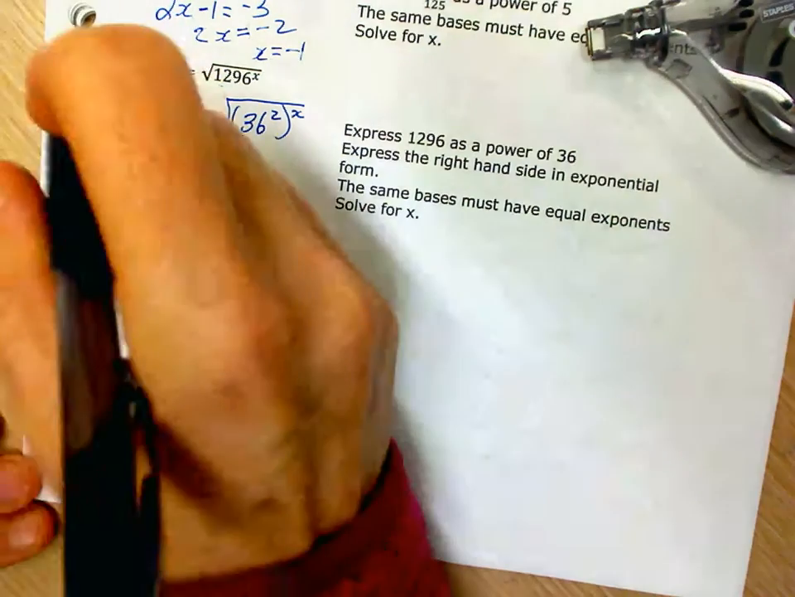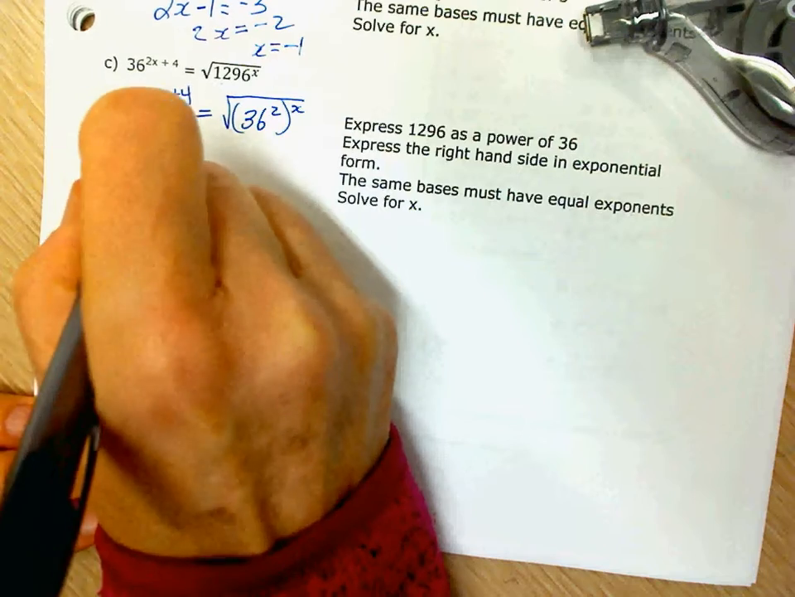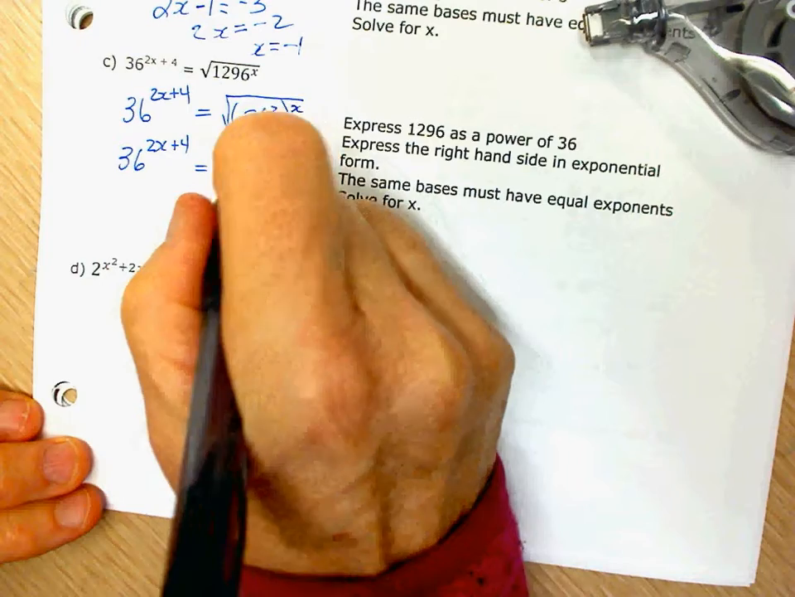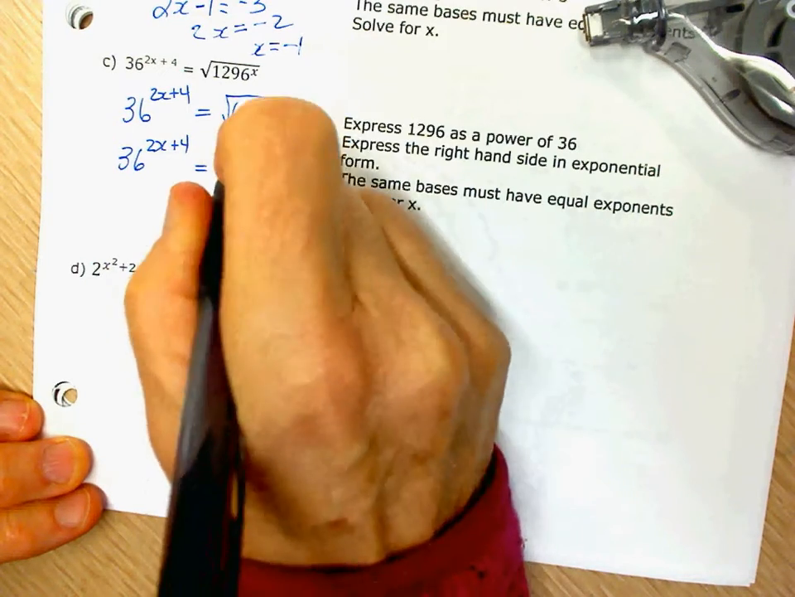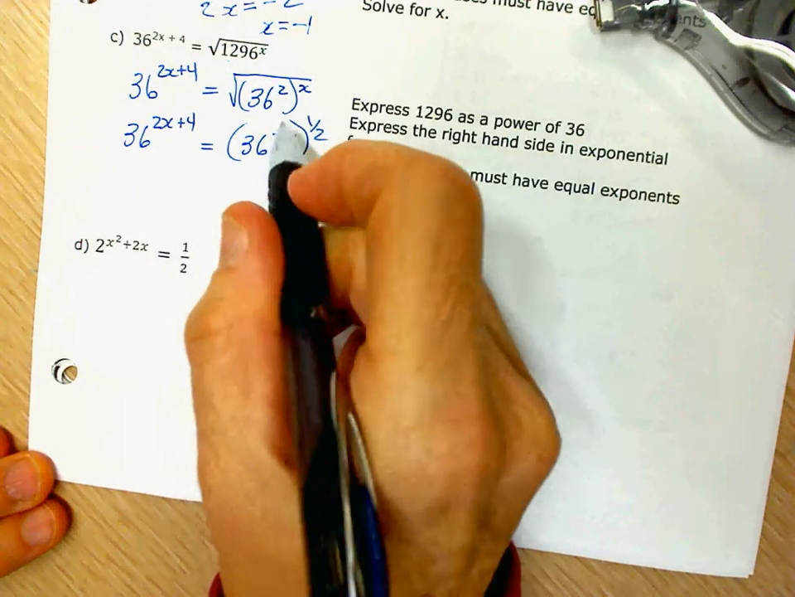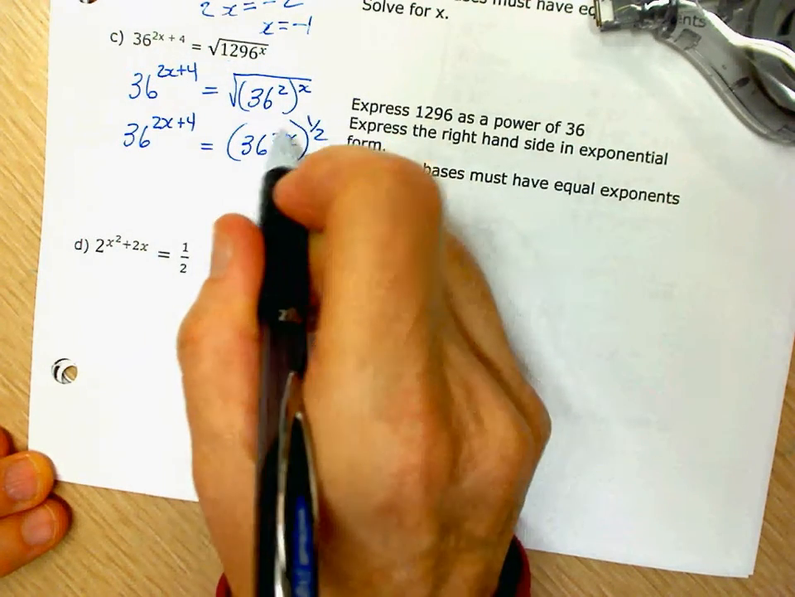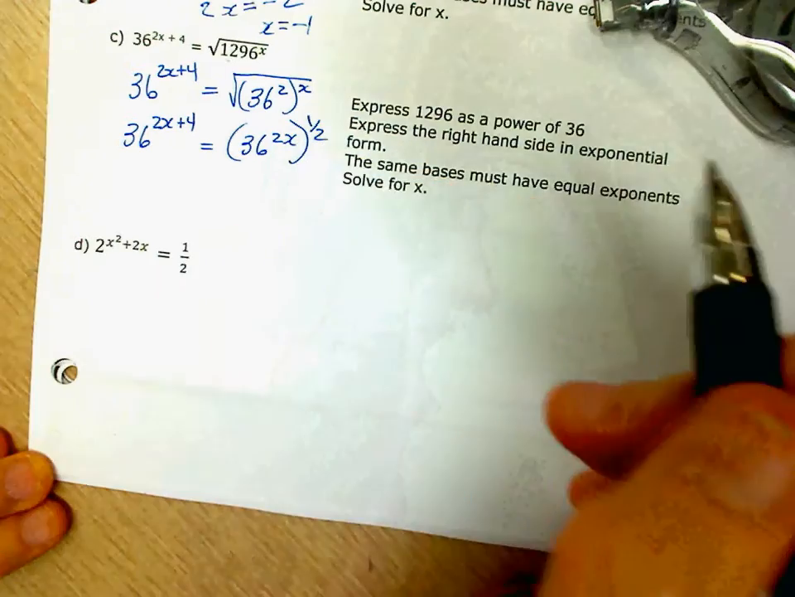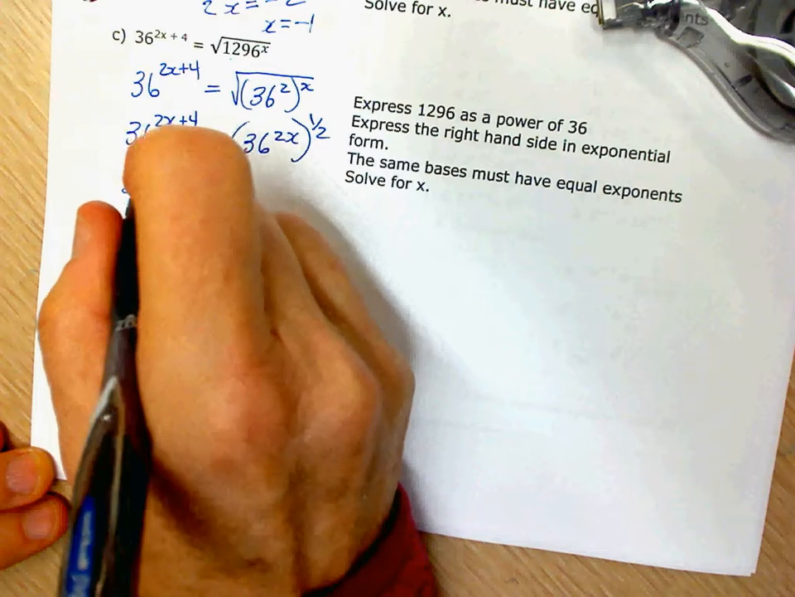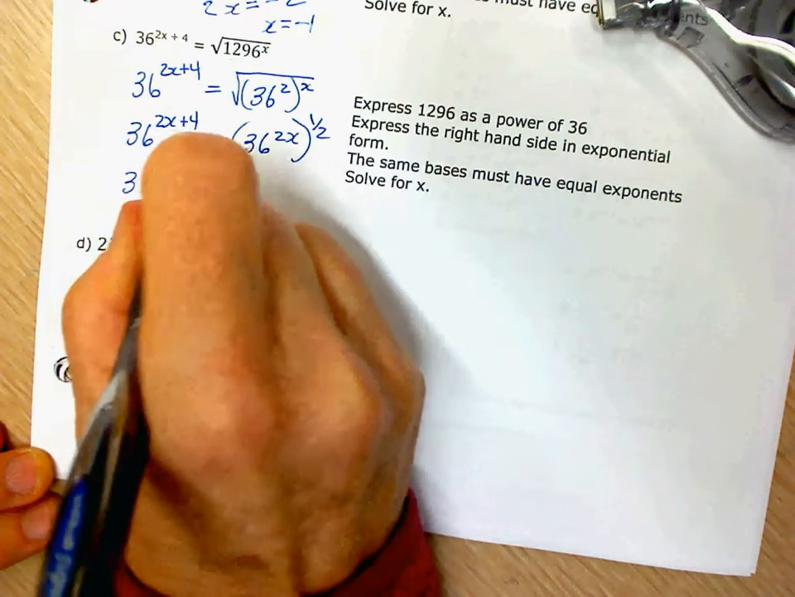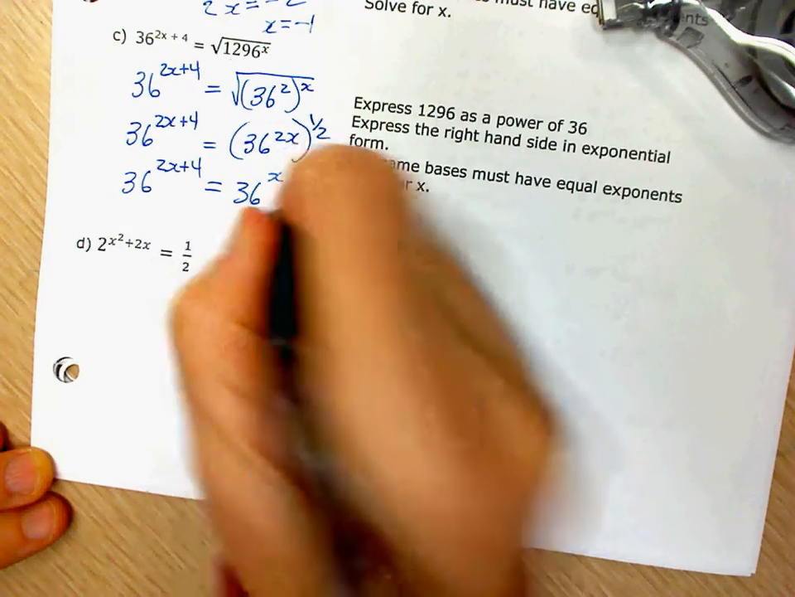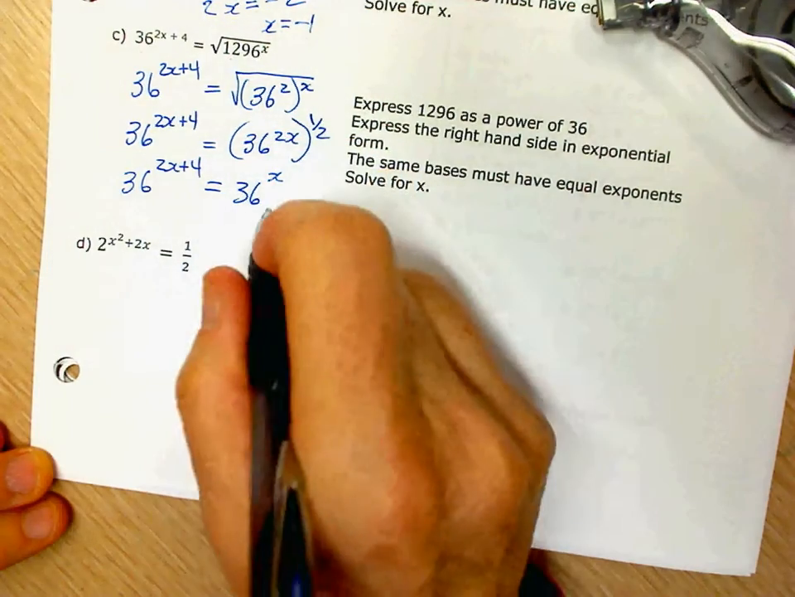So this is going to be 36 to the 2x plus 4. And this is going to be 36 to the 2x to the half, right? So you have a power to a power. You multiply the exponents. 2x times the half is x. So we have 36 to the 2x plus 4 equals 36 to the x. So that's just x.